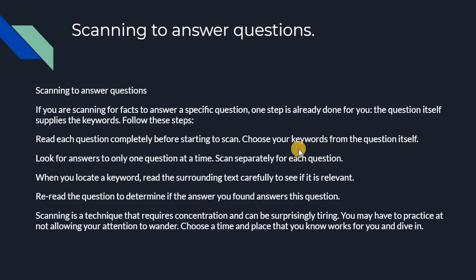Then you need to identify the keyword. So the keyword here is the speaker. Who is the speaker? So you need to identify the speaker. You need to identify the tone of the writing. You need to identify whether it is in first person, second person, and you need to identify what kind of pronouns are used in that particular text. Thereby you will be able to identify the speaker. So read each question completely before starting to scan. Choose your keywords from the question itself.